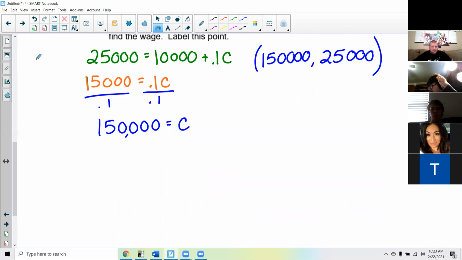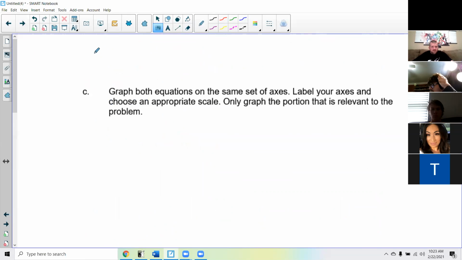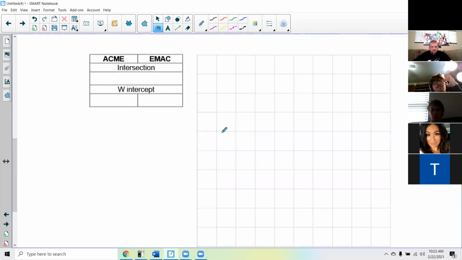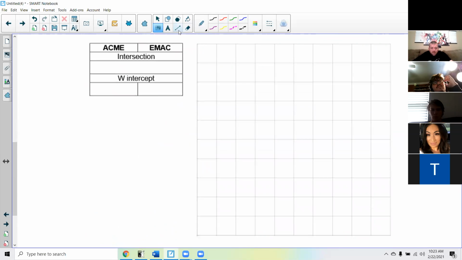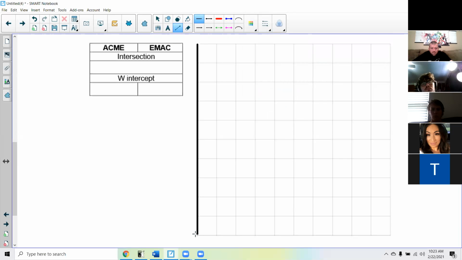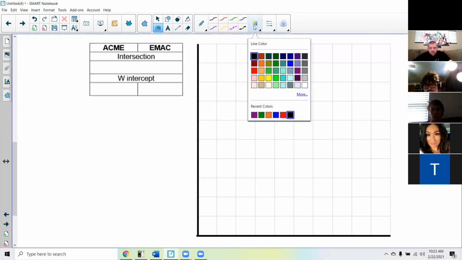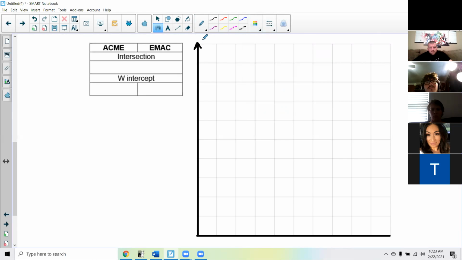All right. And now it wants me to graph all of this stuff. Where is the graph? Let's see. Okay, here we go. So I'm just going to start by putting my axes along the left-hand side and the bottom. This is going to be my wage axis, and this is going to be my commission axis. Let's do it this way. It's going to be wages and then commission.